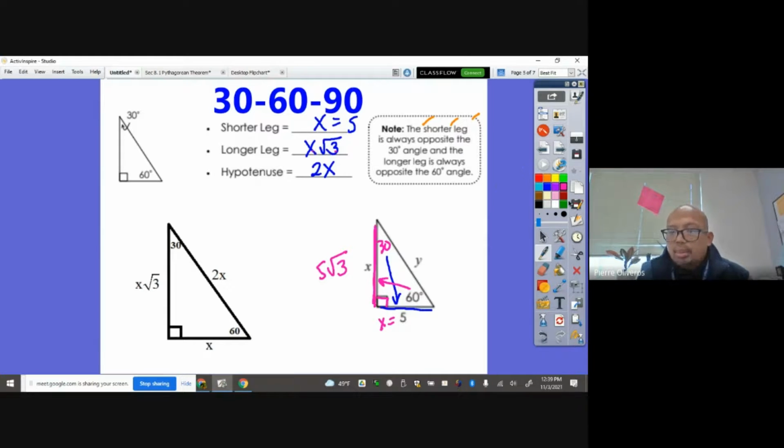And how do I get the hypotenuse? Again, x equals 5. So if this is 5 here, 5 times 2 will just give me a 10. And there you have it. That's how you solve that special right triangle using the 30, 60, 90 triangle theorem.